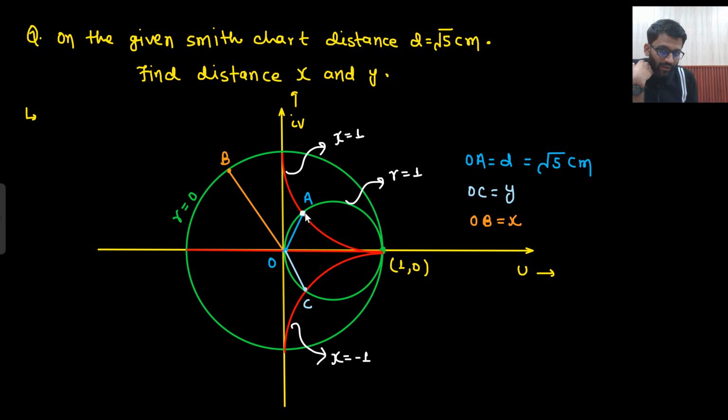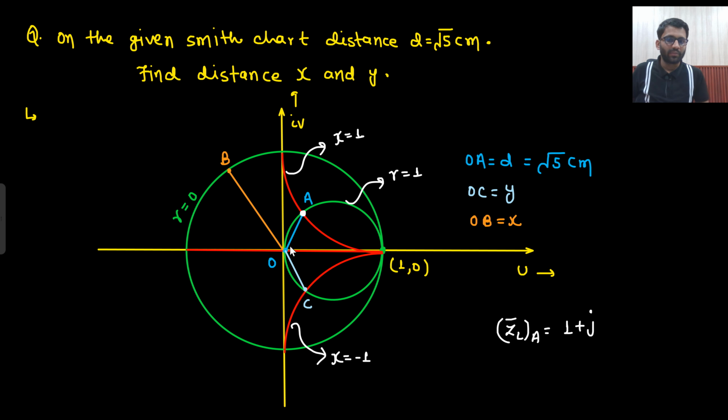Now what will this point represent? The ZL dash at point A, what would that be? At point A, which two circles are meeting? X equals 1 and R equals 1. That means ZL dash at point A is 1 plus J.